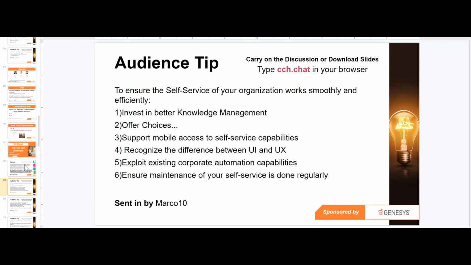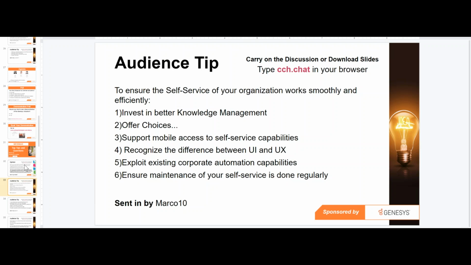And another tip now coming in from Marco, who says, to ensure the self-service of your organization works smoothly and efficiently, follow this six-step process. The first step is invest in better knowledge management. Second, offer choices. Third, support mobile access to self-service capabilities. Fourth, recognize the difference between UI and UX. Fifth, exploit existing corporate automation capabilities. And sixth, ensure maintenance of your self-service is done regularly. I don't know, Mike, what you think of this six-step strategy?